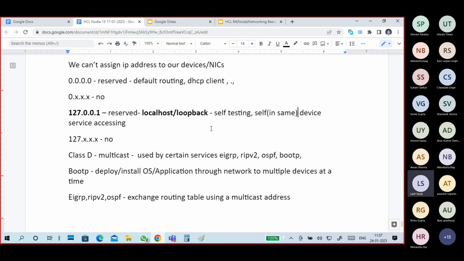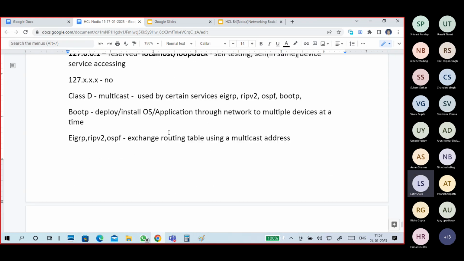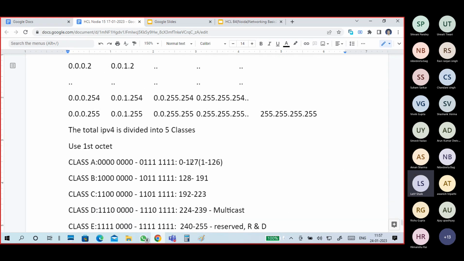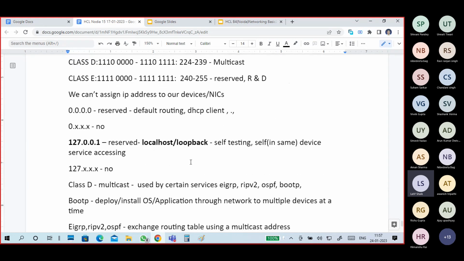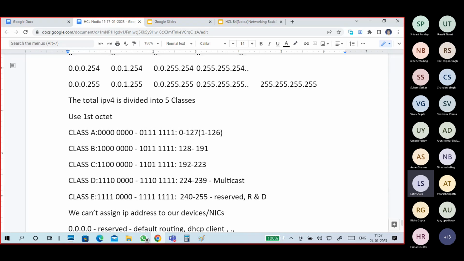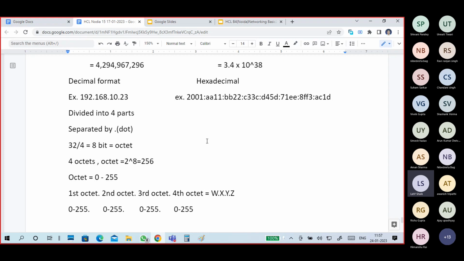Self device or same device service access mappers. Okay, so these are the things about your IPv4 ranges, guys. IPv4 is again not completed, this part is again there. I will just tell a few small points about IPv6.